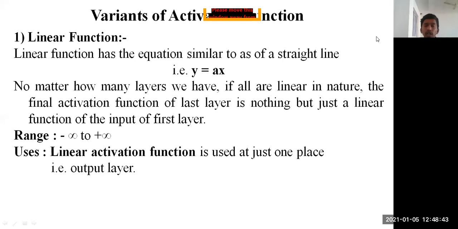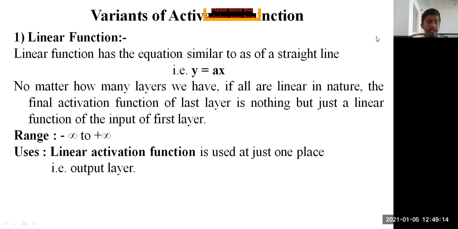That is how, if you are having all the linear layers, then from input to output you'll be having a linear function used as an activation function. The range of these values is minus infinity to plus infinity. So the linear activation function is used at only one place, that is your output layer. It can be used as the output layer according to the input of the functions whatever you are having, and the range here is a very important metric.